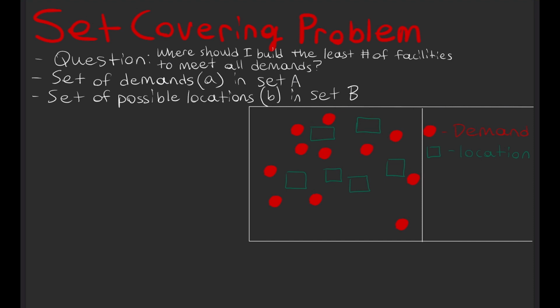I've drawn a model here, and the green squares are places where we can build locations to meet demands, and the red dots are all the demands that we have to meet. Keep in mind that the green locations are just possible places where we can build them. We don't have to necessarily build anything in that area.